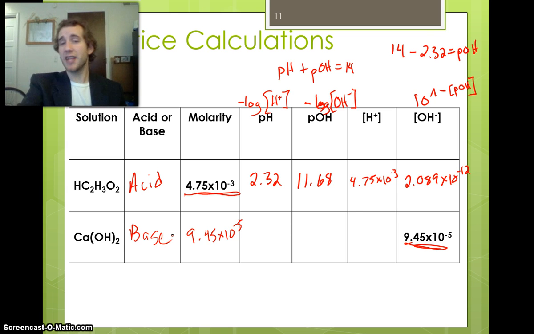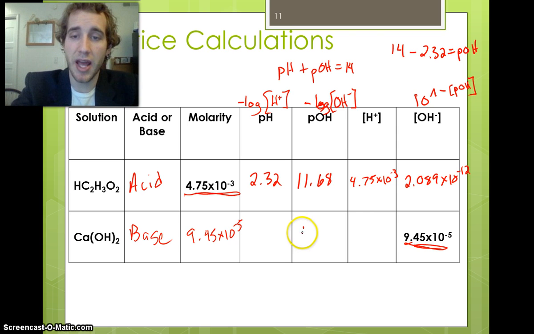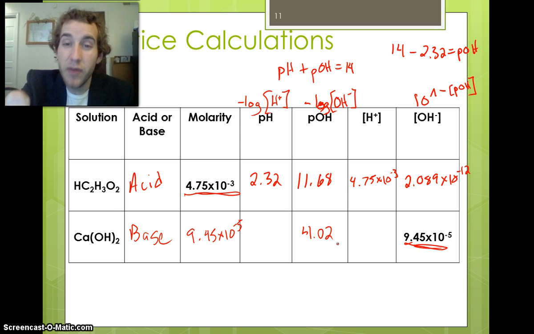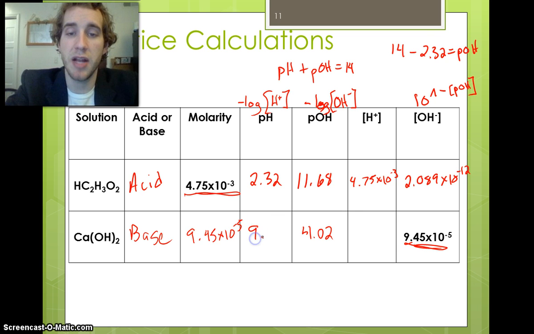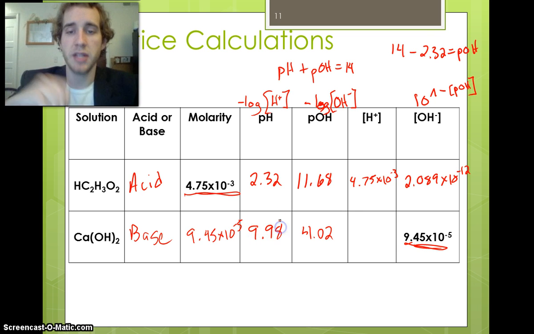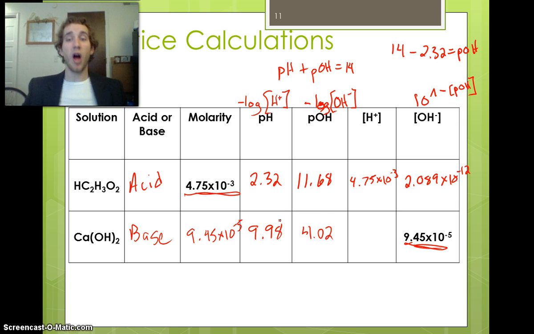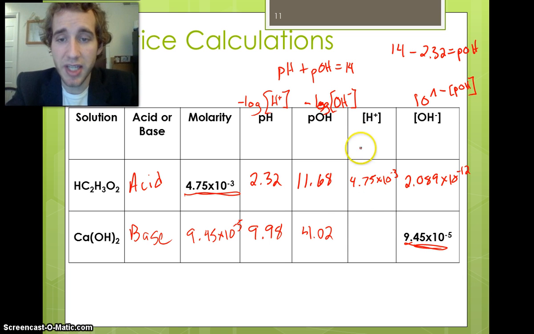So if we know the hydroxide ions, we can go ahead and solve for the pOH. Negative log of this number will get us the pOH. Well, negative log of that number comes out at 4.02. Cool. And if we know that pH plus pOH must equal 14, and we know that the pOH is 4.02, 14 minus 4.02 gives us a pH of 9.98. Cool. All that's left is to solve for that H plus concentration.